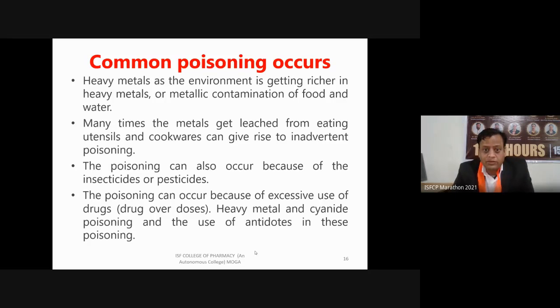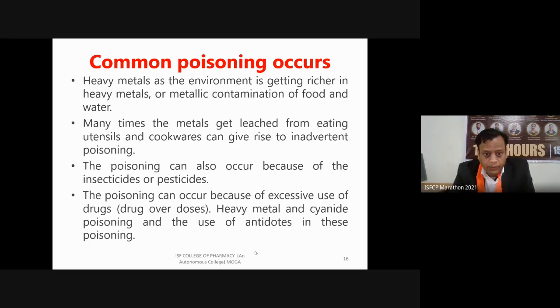Many times we also use different utensils, and these utensils are made from metals. So these metals leach from the metallic utensils during eating. During eating or cooking, these metals can enter into our body. The poisoning can also occur because of insecticide or pesticide. Sometimes various insecticides or pesticides used on herbs also enter our body.